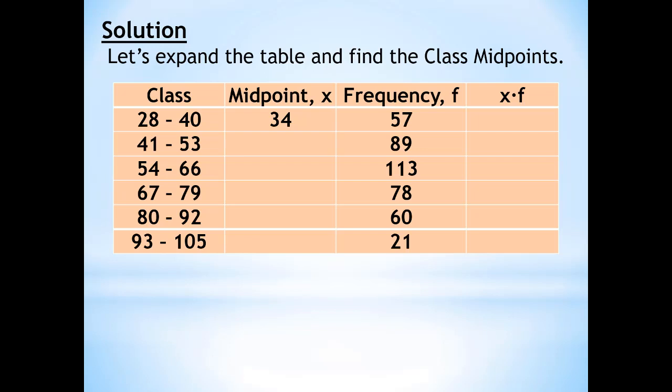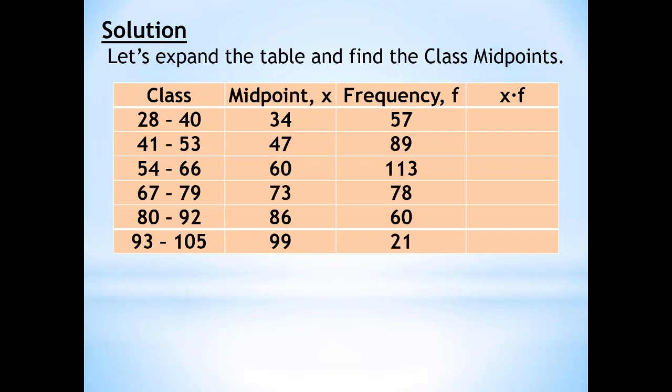So we can take our first midpoint of 34 and add 13. We get 47. Add 13 again, 60. Add 13, we get 73. Then 86. And then 99. So those are our midpoints. Now we're going to take each one of those, because those are our x values, and multiply them by the weights, which are our frequencies.